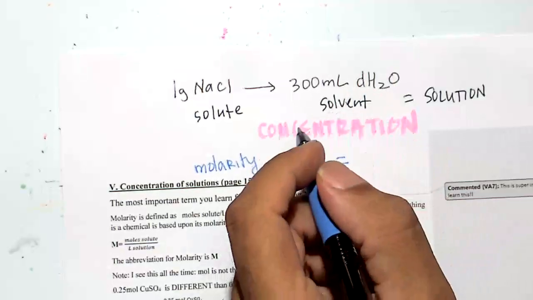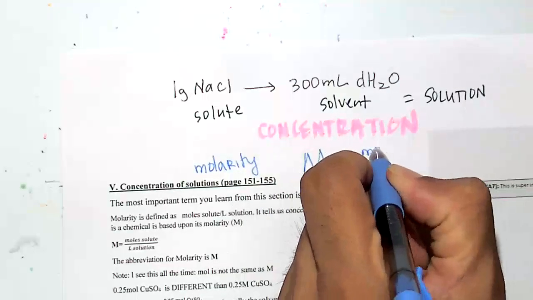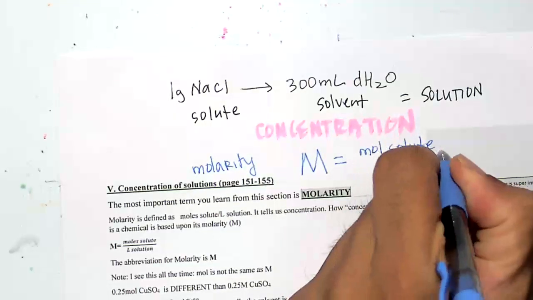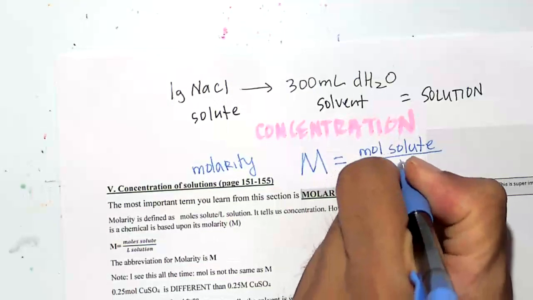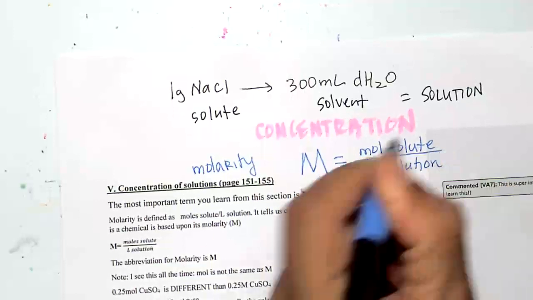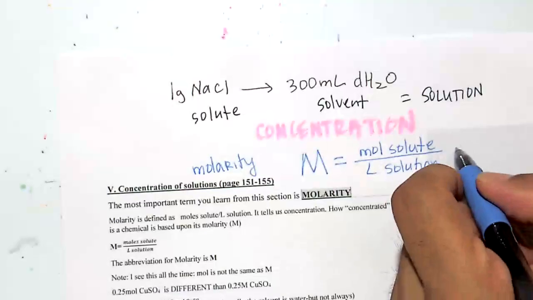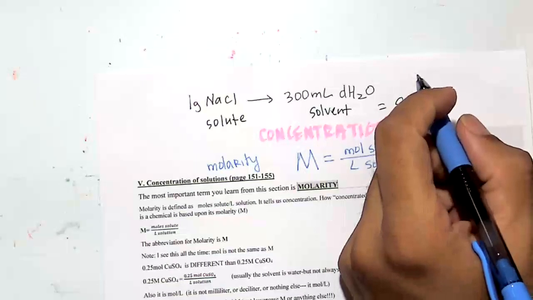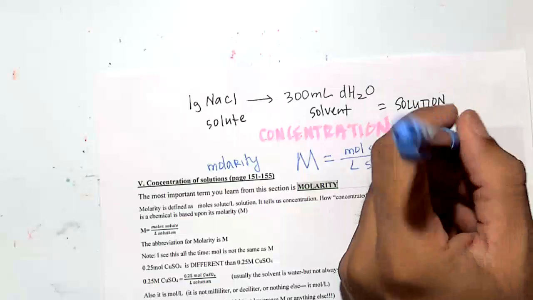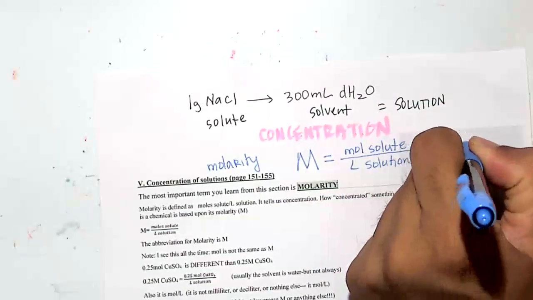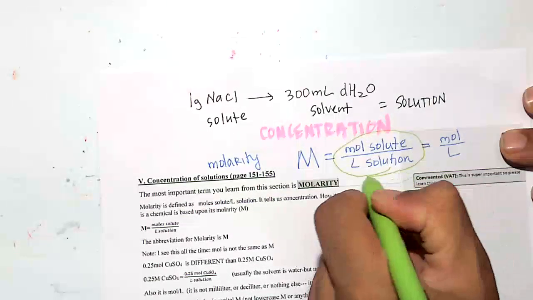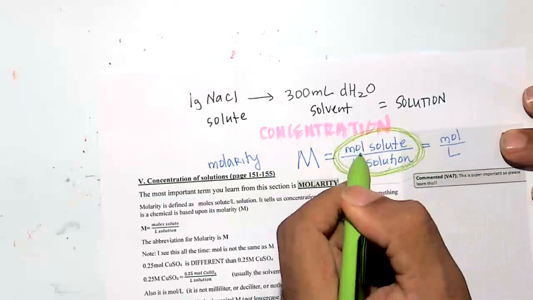Something I'd like you to know for testing and whatever future: molarity is moles of solute, in this example sodium chloride, over liters of solution. That's the exact definition, very exact. You can say moles over liter, but this is what I want you to know: moles of solute over liters of solution.